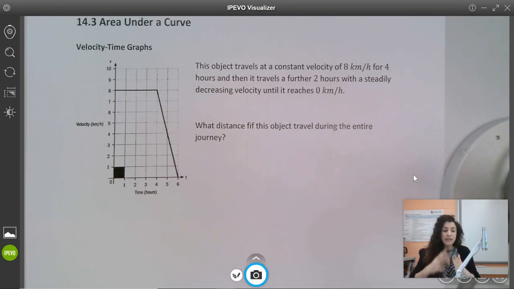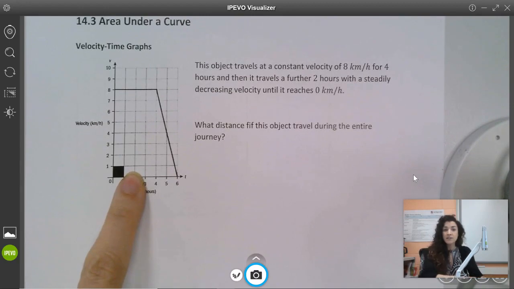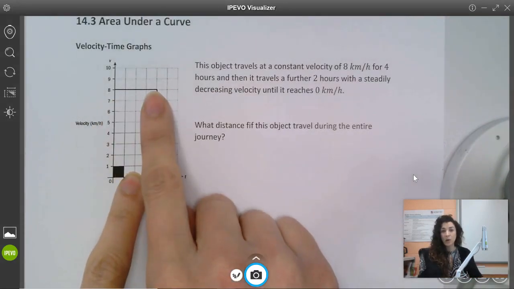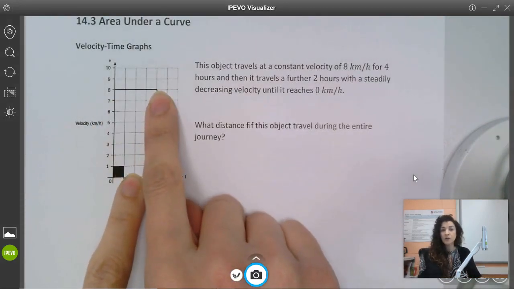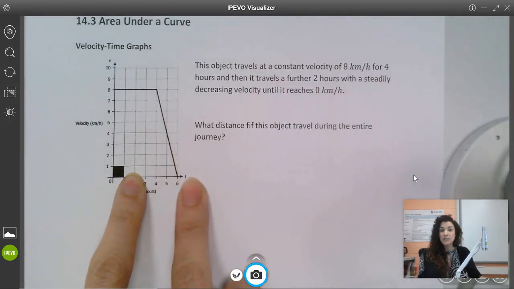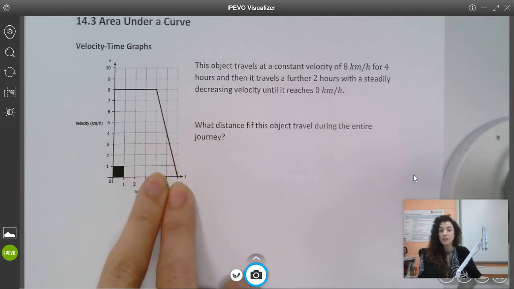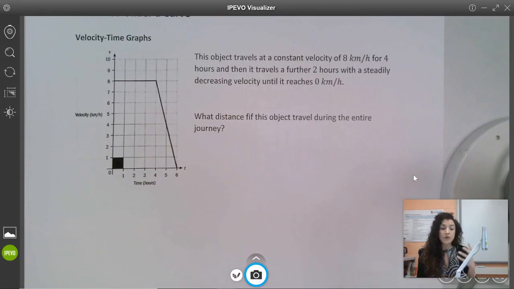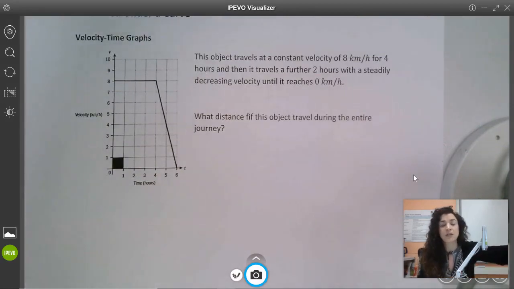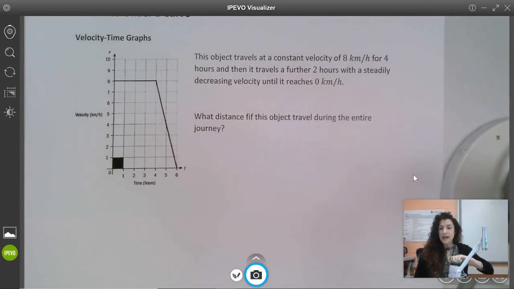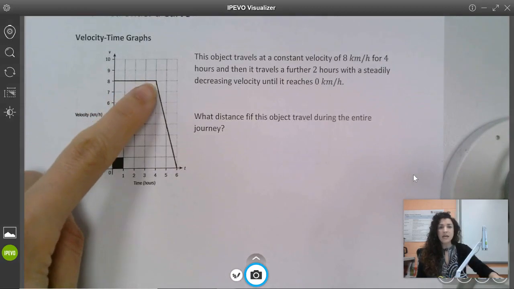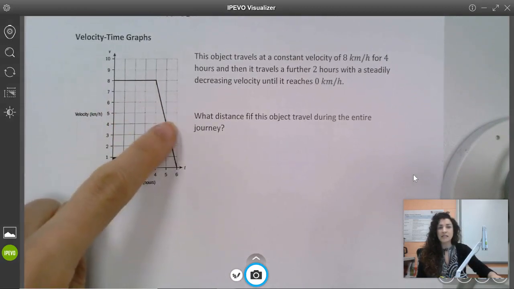So this object is traveling at a constant velocity of 8 kilometers per hour for 4 hours, and then it travels for a further 2 hours with a steadily decreasing velocity until it reaches 0 kilometers per hour. So, if we were given a problem that looks like this, and I would ask you, explain to me a story that would go with this. Why would you be going at a constant speed and then your speed decreases?